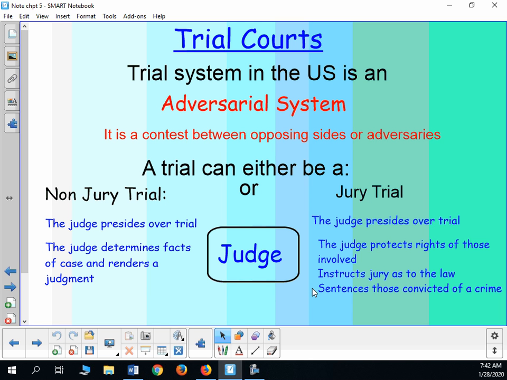Now, in a jury trial, again, the judge presides over the trial. He's kind of the referee, if you will, and that's true for both sides, whether it's a non-jury or a jury trial. He protects the rights of those involved. And that's in an effort to make sure that the defendant, or the plaintiff, either or, is not being run over by the other side, that the law is being protected. He instructs the jury, she instructs the jury as to the law, and then will possibly sentence those convicted of a crime. Okay, so that's the general idea.